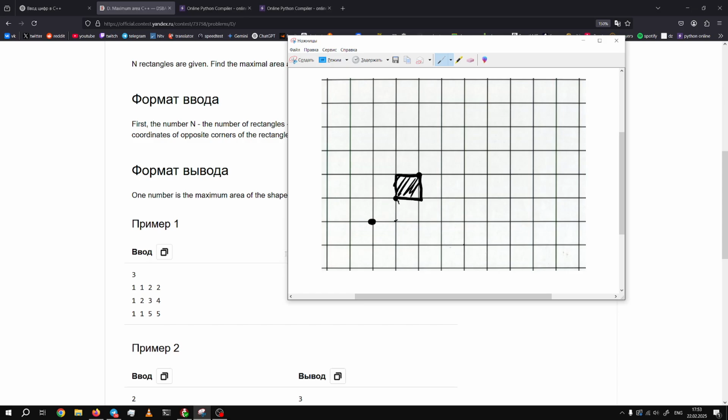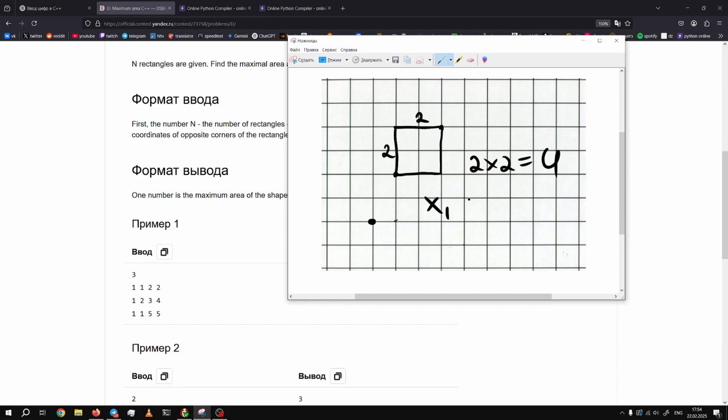And let's consider another example. Let me erase this one. 1 and 2, and 3 and 4, so 1, 2, 3, 4. So we will have such rectangular. Okay, and you may ask, how can we find the square of this rectangular? It's 2 by 2, of course it's 2 multiplied by 2, but what if we have only coordinates?